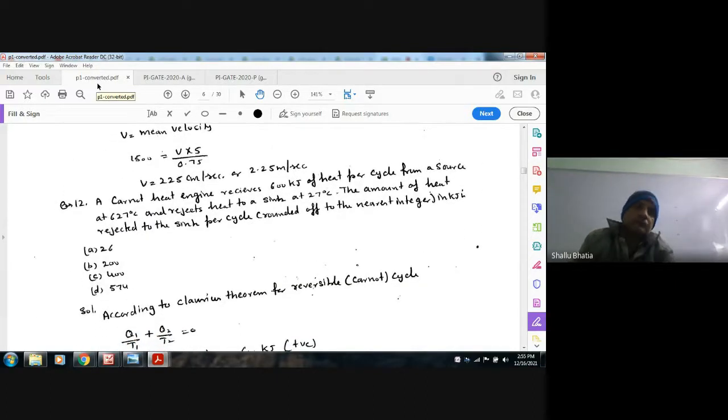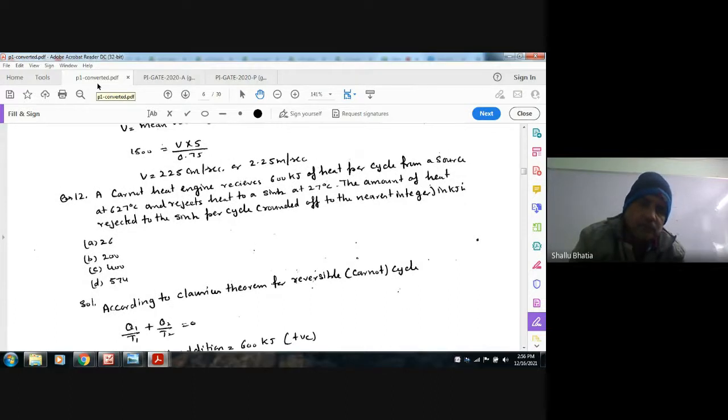Next, a Carnot heat engine receives 600 kilojoules of heat per cycle from a source at 627 degrees Celsius and ejects heat to a sink at 27 degrees Celsius. The amount of heat ejected to the sink per cycle, rounded off to nearest integer in kilojoule, is: option A 26, option B 200, option C 400, and option D 524.